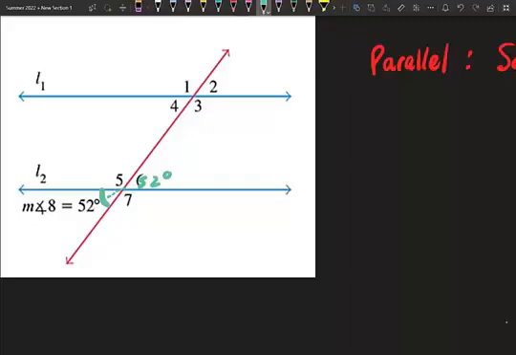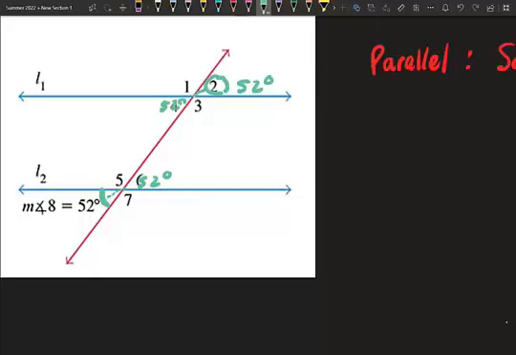So we have angle 6 is 52. If we look, see how this is on the top of the parallel line? That means on the top of the parallel line is 52 degrees. See how they share the same vertex? That means this is 52 degrees.